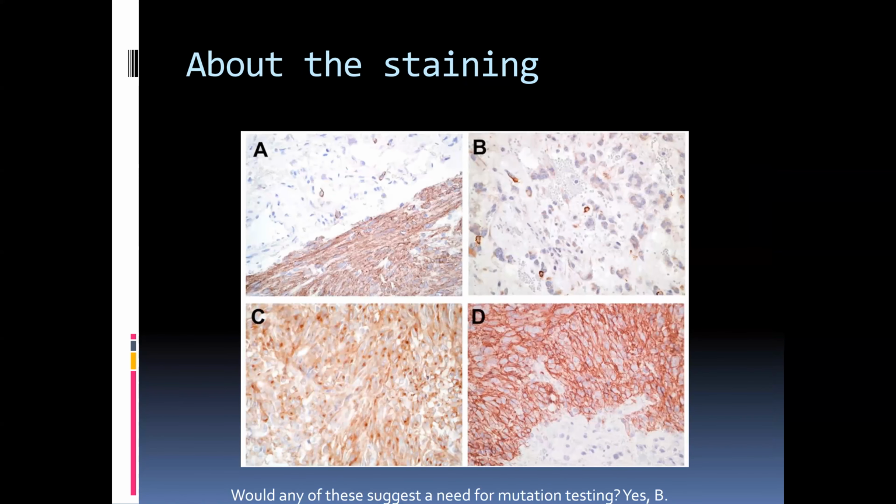Just a quick word about staining. You can see a variety of patterns. You can see a nice diffuse, this is CD117 staining. You can see nice diffuse cytoplasmic staining. You can see positive dot-like staining. This is also classified as positive staining. Then you can see a membranous pattern of stain as well.